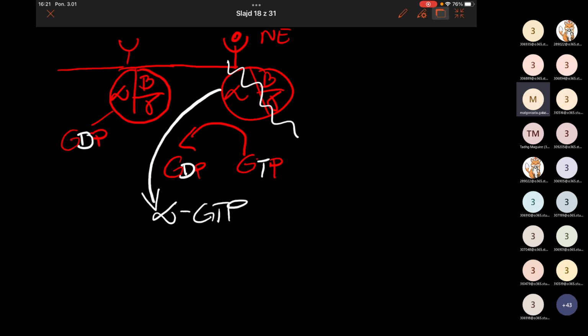The beta-1 receptor, which is characteristic for the sympathetic nervous system, which is a specific receptor for norepinephrine released by the sympathetic nervous system endings in the conduction system of the heart, is a Gs-coupled protein. So this is a Gs protein. S stands for stimulation. So the alpha-GTP subunit of the Gs protein stimulates adenylate cyclase.